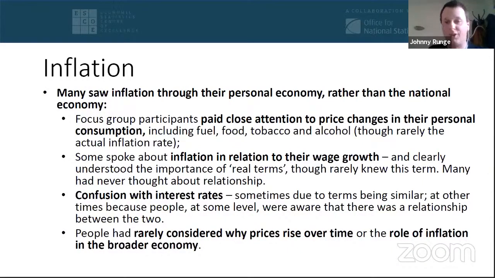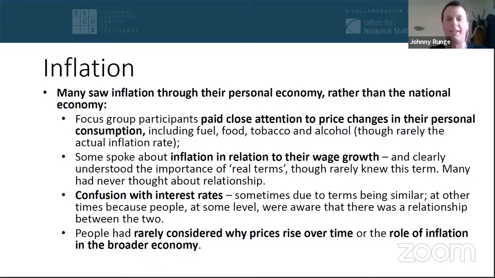So people do pay close attention to price changes in their everyday consumption, but they don't actually call that the inflation rate or speak about it in those terms. They do often relate it to wage growth and come very close, very often actually, to defining real wages, even though they don't speak in those terms. But as the last bullet point says, the national economy, how it relates, the inflation target, how it relates to interest rates, broader questions about why prices rise and all these kinds of things.